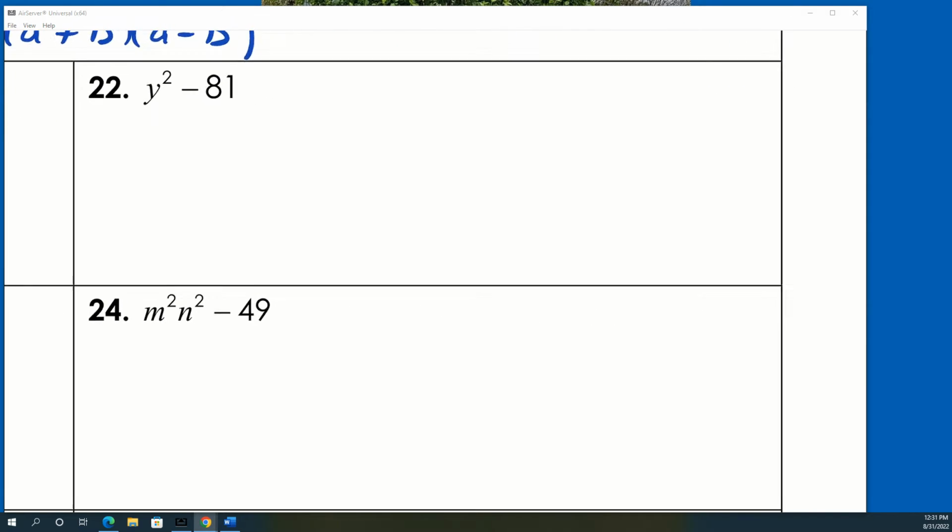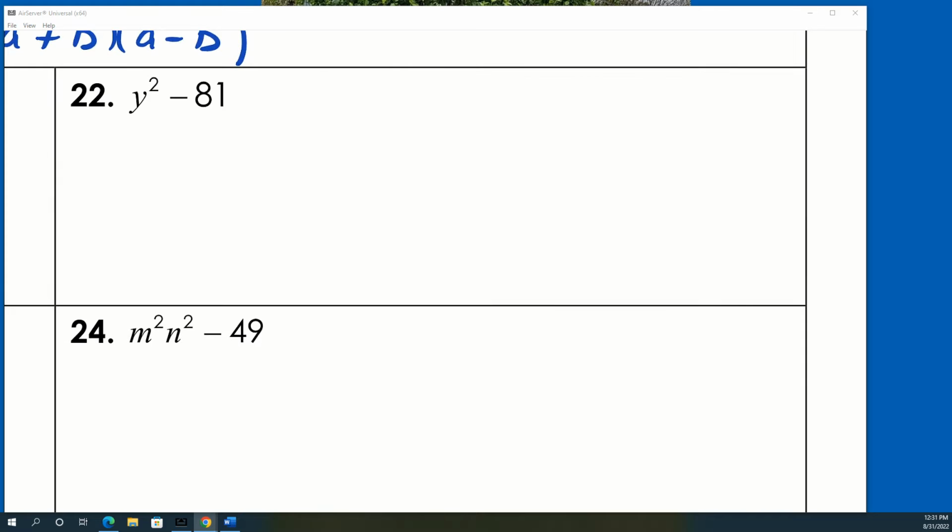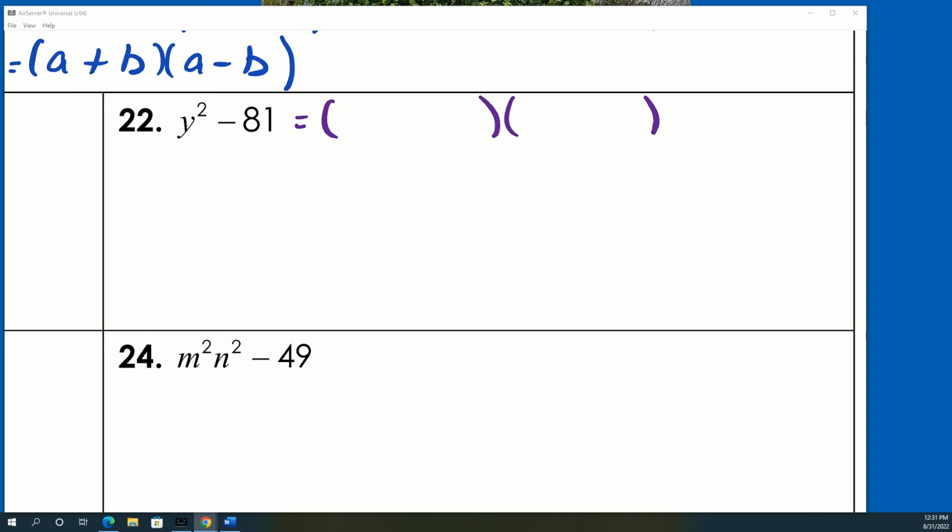So in 22, there's subtraction, and they're both perfect squares. So we can use our rule where we'll just find each square root, so y and 9, and do one with a plus and do one with a minus.